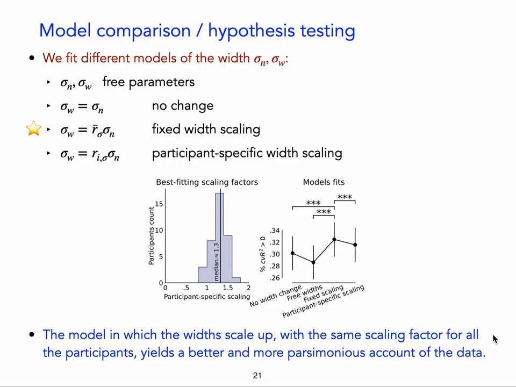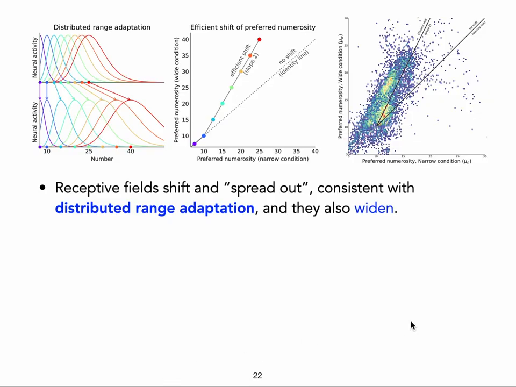We can do the same exercise here. I'm going to go a bit faster, but essentially what we find is that the model in which the widths scale up from one prior to the other, also with the same scaling factor for all the participants, yields a better and more parsimonious account of the data. So there is a strong homogeneity of these findings across participants, both for the preferred numerosities and for the width. And I think that this suggests that what we're looking at is just a standard mechanism of neural code adaptation to changing context.